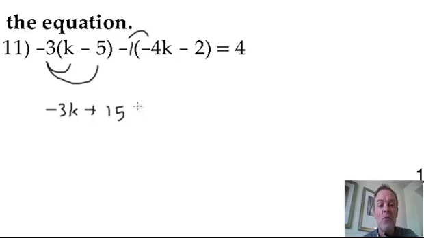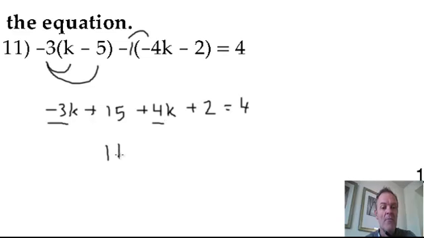Negative 1 times negative 4k is positive 4k. Negative 1 times the negative 2 is positive 2. Remember, all the way through the parentheses. Don't just do the first one. And that equals 4. If I combine like terms, negative 3k and 4k, that's 1k. 15 and 2 is 17. That still equals 4. If I subtract 17 from both sides, k equals negative 13.